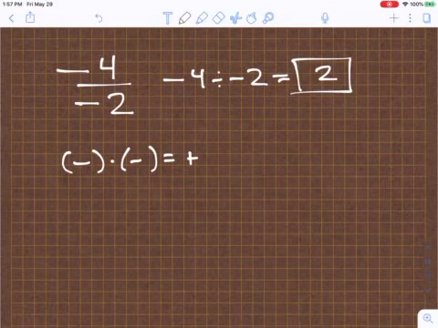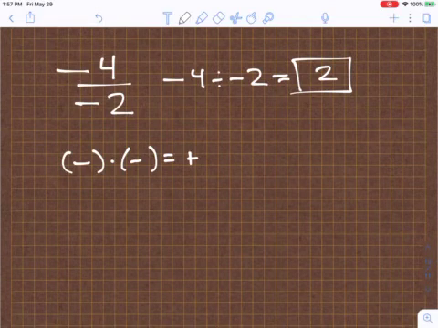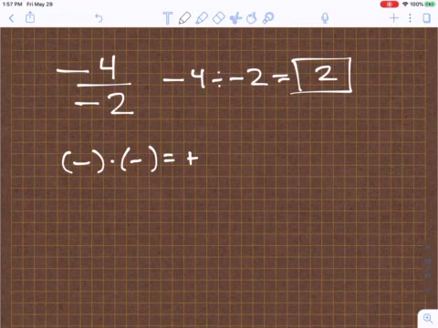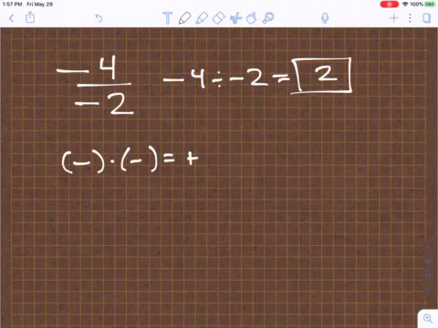So that's basically how this whole thing works. If you know your multiplication rules well, you should be able to do the division. Understand that division is generally written as fractions, because fractions are division problems. And understand that the negative sign can move around a little bit when it's in the fraction. A lot of new things you're seeing, and we're throwing a lot at you, but you got this.